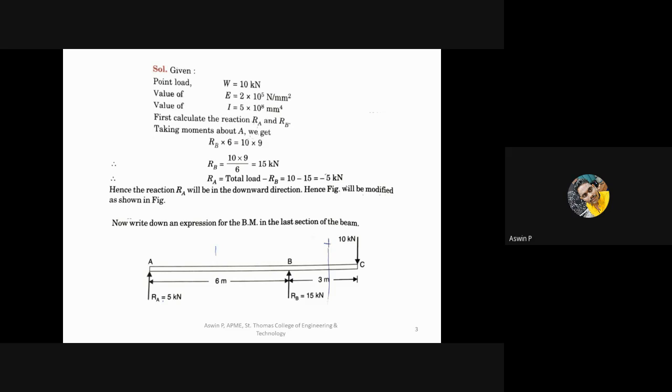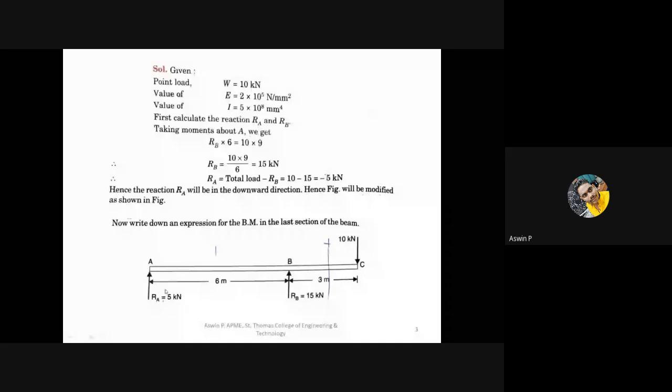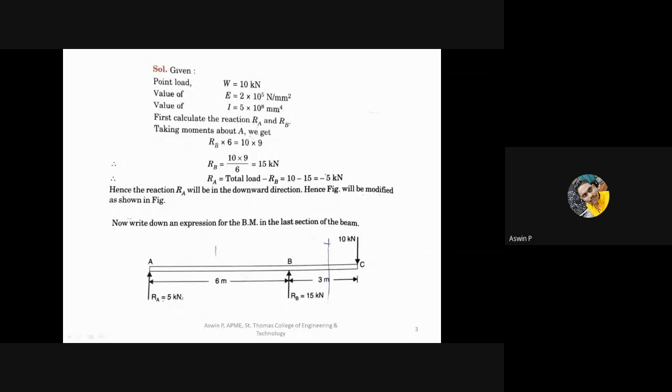It's an important point. Okay, please solve as I am telling you: RB into 6 equal to 10 into 9, and solve RB and solve RA. The final answer will be RA equal to minus 5 and RB equal to 15. No need to draw the figure again. You can mark the values of RA and RB in the previous figure, but you should be very careful that there should be a minus sign here. If it is given as 5 kilonewton, it's wrong. You have to mark it as minus 5 kilonewton.